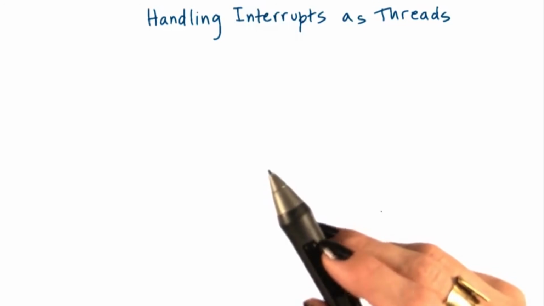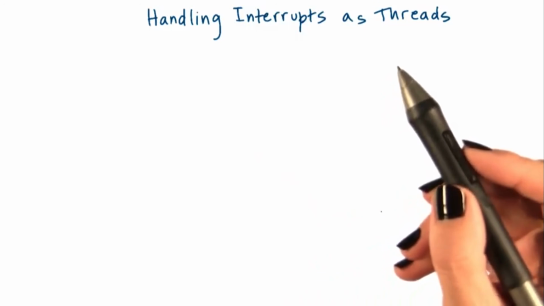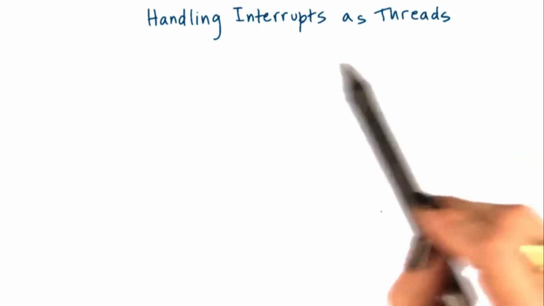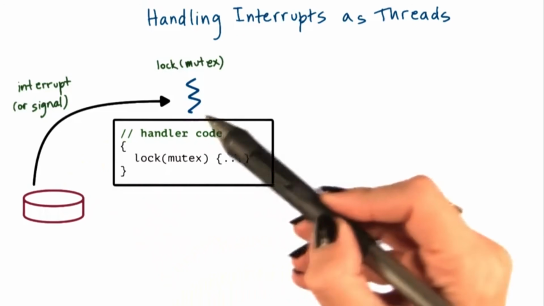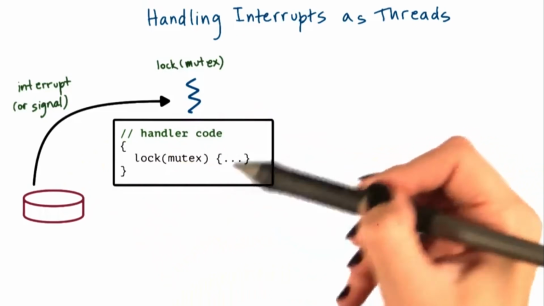Now that we have a basic understanding of how interrupts are typically handled, let's look at the relationship between interrupts and threads. Recall from the previous example that when an interrupt occurred, there was a possibility of a deadlock.